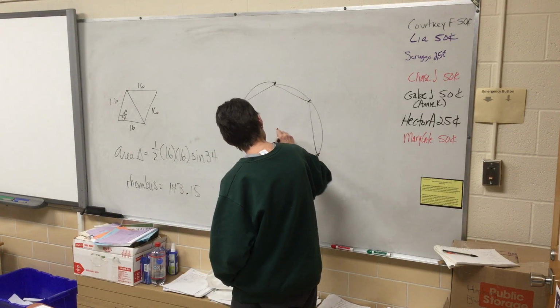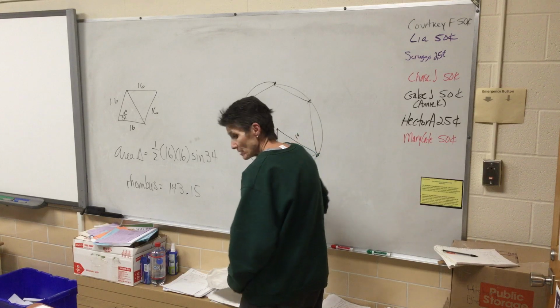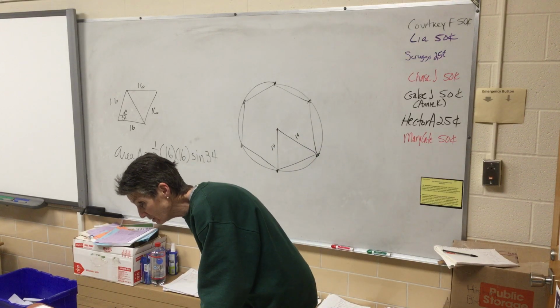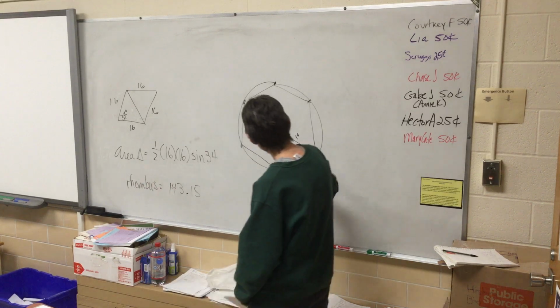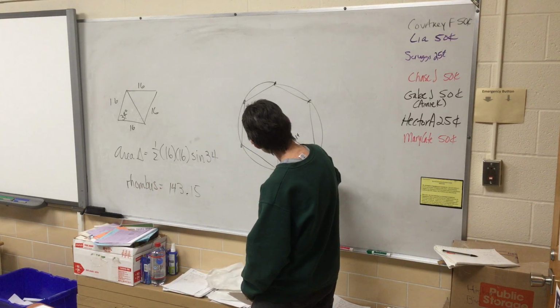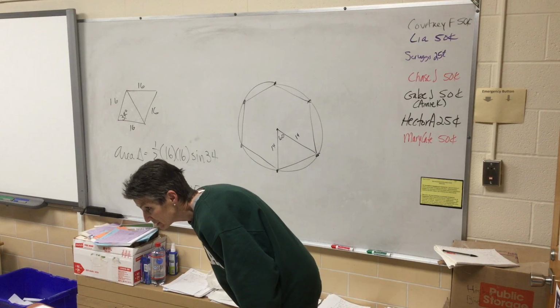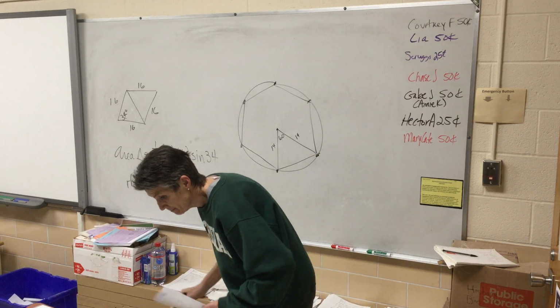Okay, you cut out. 360 divided by 6? Yes, I need my angle. I need my angle. And my angle will be 360 divided by 6 this time. Is that clear with everybody?